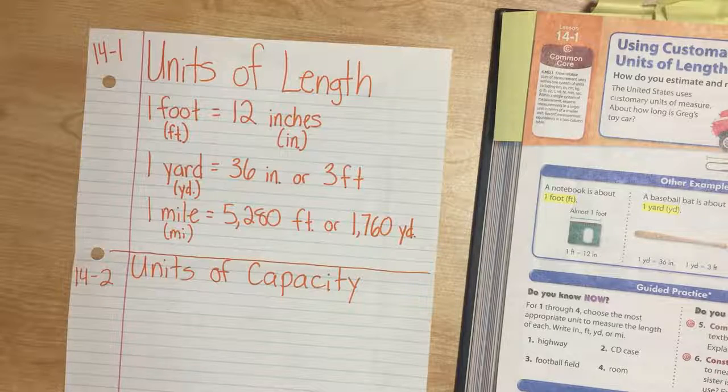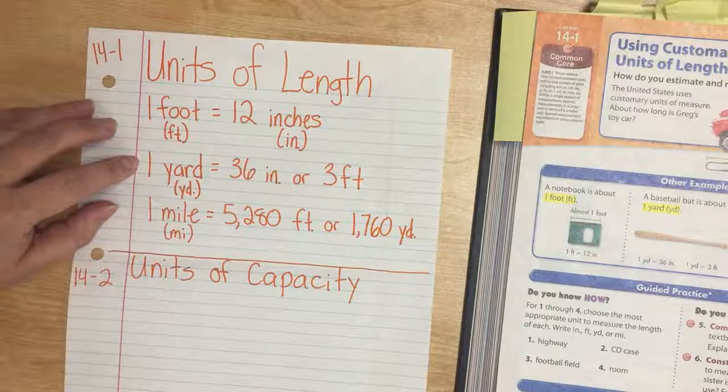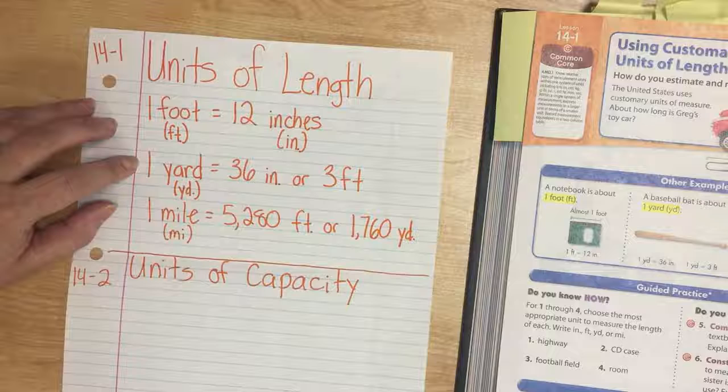From here to my old house, more like 5 miles. From here to my really old house, 20 miles. From here to Cinco Ranch, about 20 miles. So usually miles are measured when we're traveling from one city to another. Yards would be a hallway or something that's pretty long but not like Houston to Dallas long, like a football field or a soccer field.